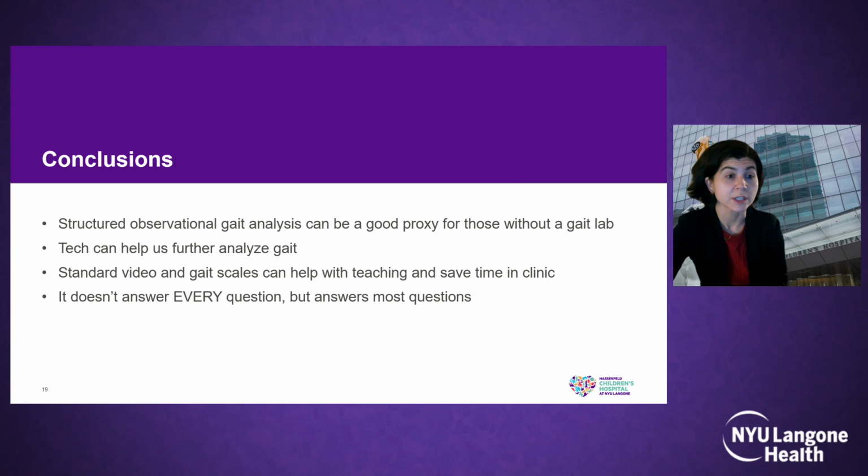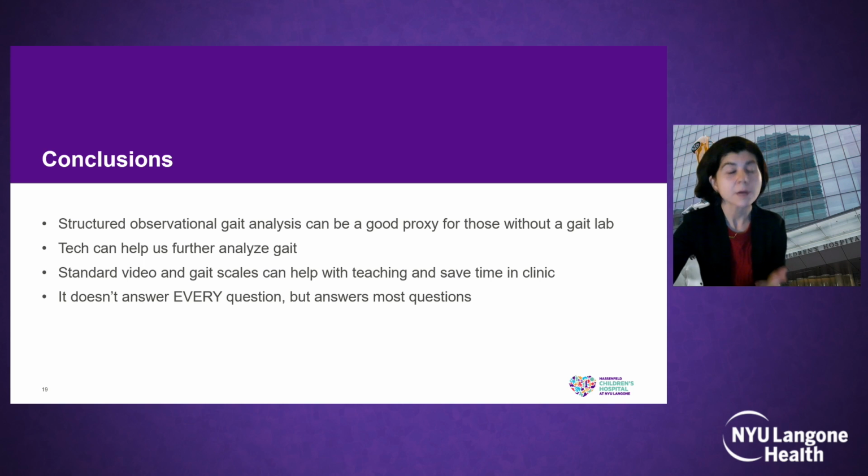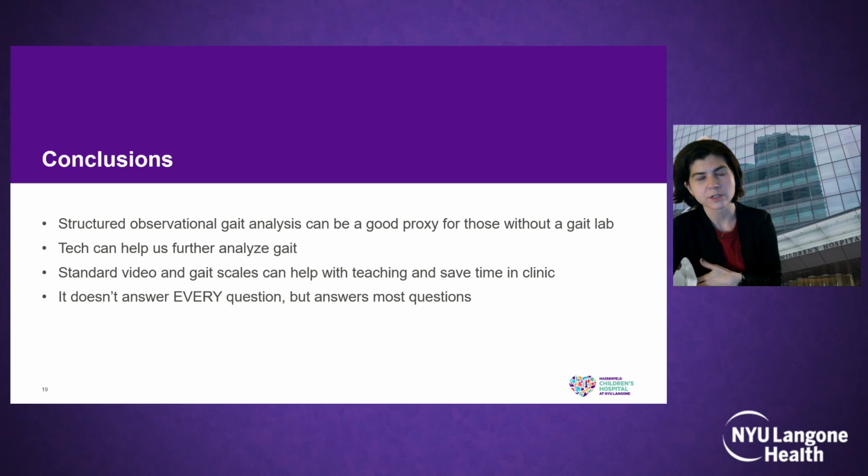So in conclusion, structured observational gait analysis can be a very good proxy for those without a gait lab. Technology can help us to further analyze gait for things we can't quite do just visually. And standard video and gait scales can help both with teaching and can save time in clinic. You say to the patient, we'll make a video, I'll look at it later. So it doesn't answer every question, but it does answer most questions to a high degree of clinical satisfaction.